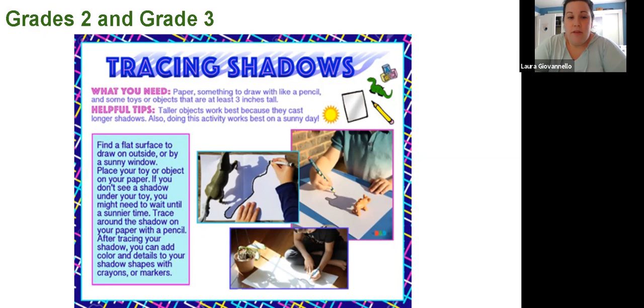So what you're going to do is find a flat surface to draw on outside or next to a sunny window. You're going to place the toy or object on your paper. If you don't see a shadow under your toy, you might need to wait until a sunnier time. Trace around the shadow on your paper with a pencil. After tracing your shadow, you can color in the details of your shadow shapes with crayons or markers. So as you see in the examples here, these kids used a plant or different kinds of dinosaurs and horse toys, things like that. So you could do that too.